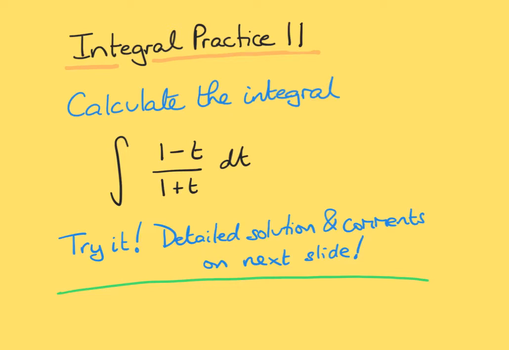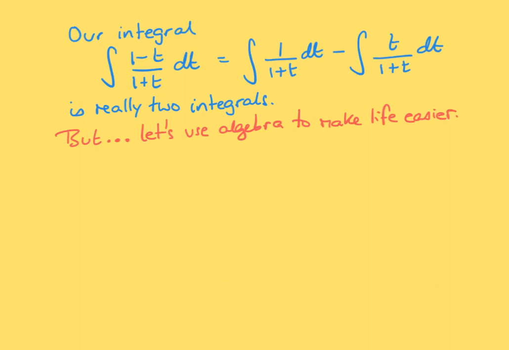Welcome back. Let's look at the solution. So here is our integral. And one of the first things you might recognize is that this is really two integrals. There is a difference of two terms in the numerator. So we could break this up into the integral of 1 over 1 plus t, minus t over 1 plus t, a separate integral.